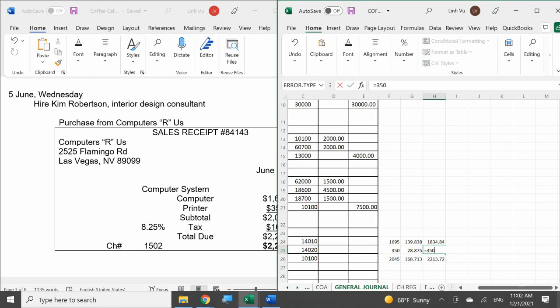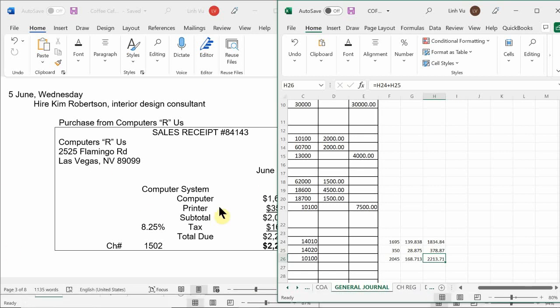So 350 plus 28.87, and that's going to give you your total cost here of 2213.71. Okay? So that's why it's very crucial that you do check your numbers very carefully, because rounding is one of the problematic things when it comes to calculating your calculations.